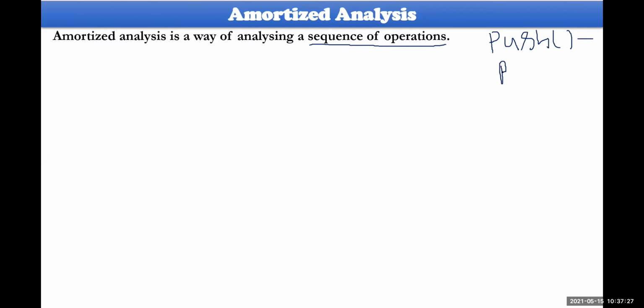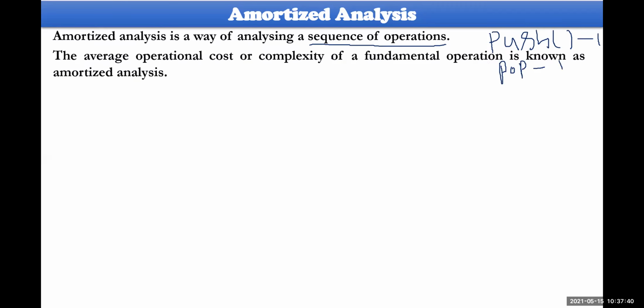So whole pop, which is a set of statements, will be one operation. Here it is one operation. Such kind of operations will take place. Okay, those will be calculated. And here, the average operational cost for fundamental operations, let us consider this is a fundamental operation, this is also a fundamental operation. So the average complexity cost of these fundamental operations will be taken into consideration, and that is called amortization.